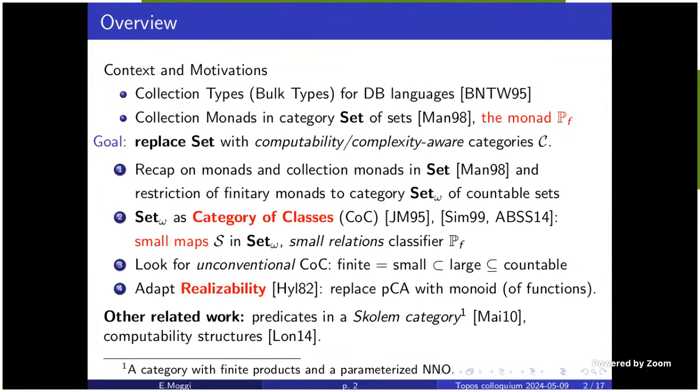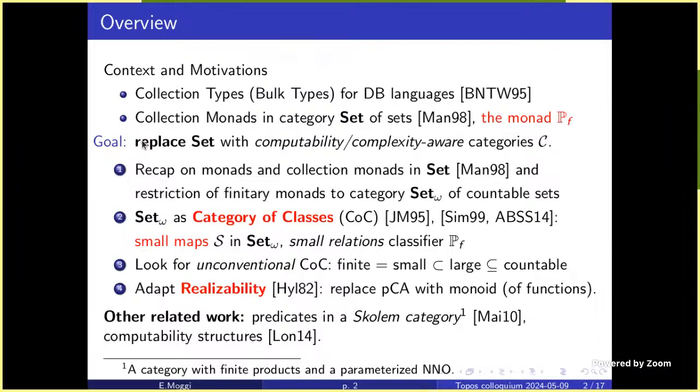The motivations are the use of monads for modeling collection types in the context of database languages. There is some work by Buneman and others, and a paper by Ernest Manes, where he identified a class of monads on set that are suitable for modeling collection types, because not all monads on set are that appropriate.